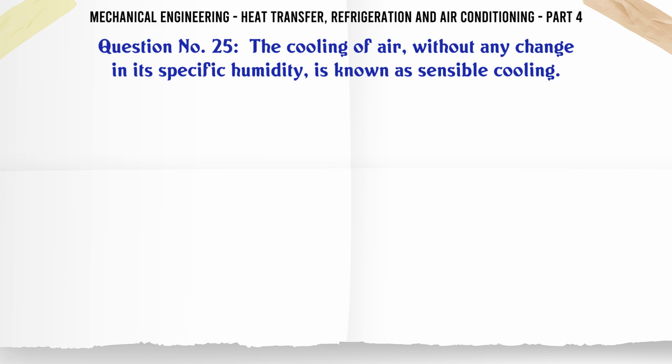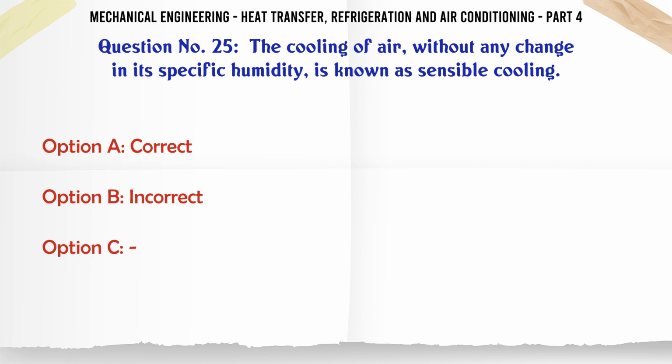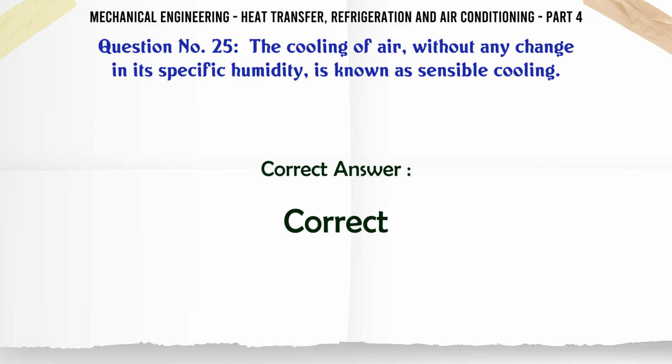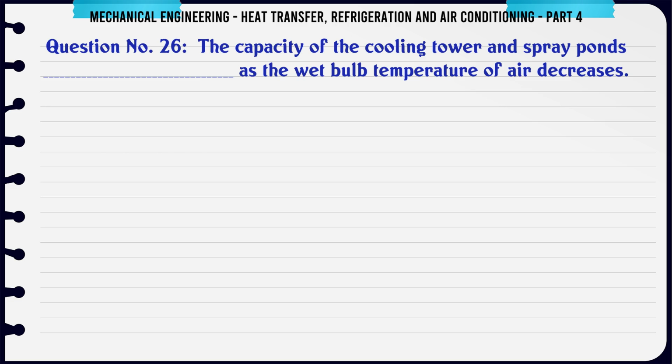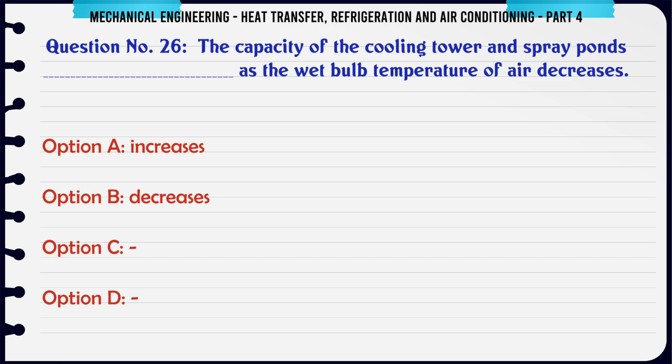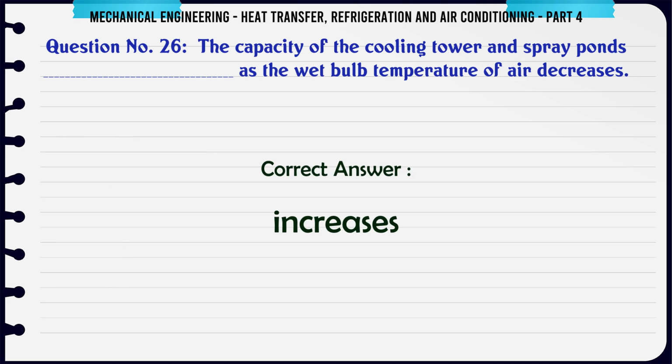The cooling of air without any change in its specific humidity is known as sensible cooling. A. Correct. B. Incorrect. C. D. The correct answer is correct. The capacity of the cooling tower and spray ponds as the wet bulb temperature of air decreases. A. Increases. B. Decreases. C. D. The correct answer is increases.